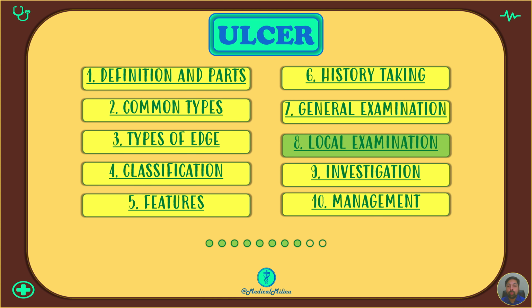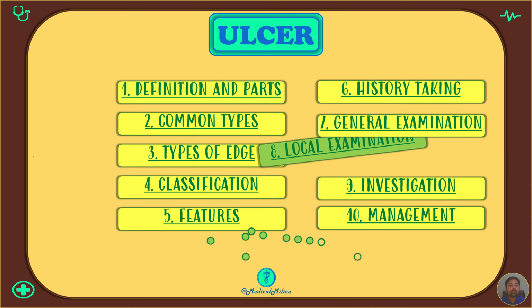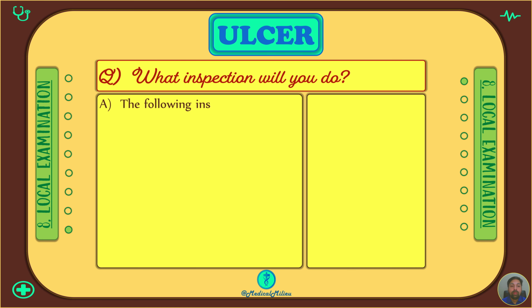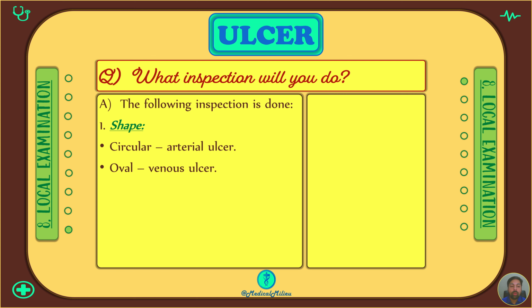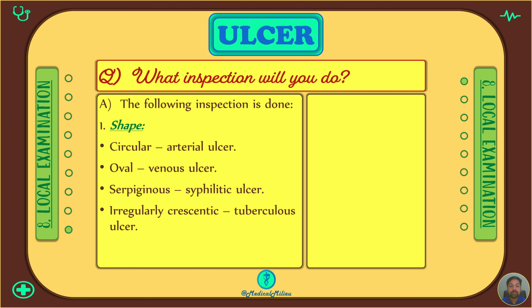Part 8, Local examination. The following inspection is done. The shape of an ulcer. Circular ulcers are usually arterial ulcers. Oval are venous ulcers. Serpiginous are syphilitic ulcers. Irregularly crescentic are tuberculous ulcers. And irregular ulcers are usually malignant ulcers.